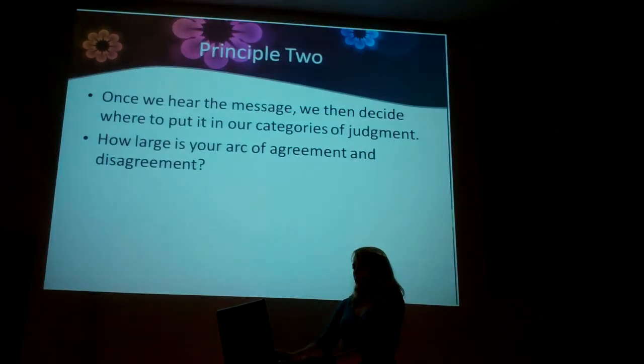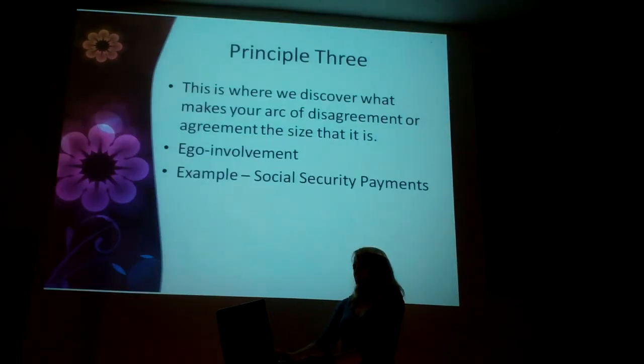So, principle 3 is where we discover what makes our arc of disagreement so small or large, or our arc of agreement big or small. What causes that to happen? And most of the time we don't even realize how we make these judgments. It just feels like it's automatic. But what really is going on?